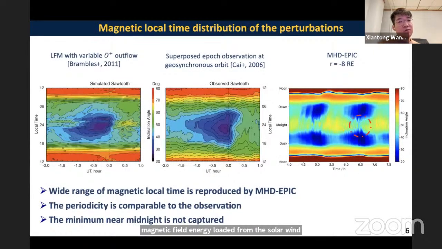Another feature of the sawtooth oscillation is the magnetic local time distribution of the perturbation. So the middle panel is the superposed epoch observation at the geosynchronous orbit. The left panel is the LFM simulation with the outflow, and the right panel is what we get from the MHD-AEPIC.